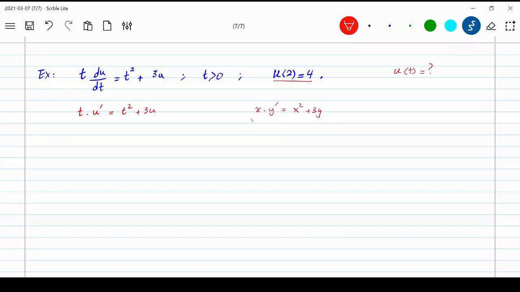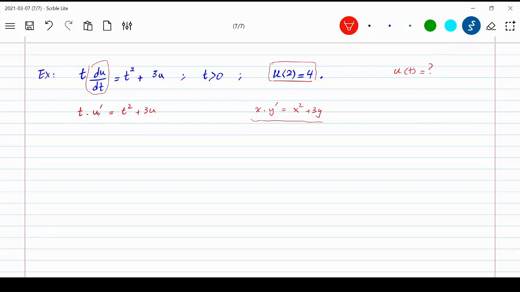It's easier to notice x and y if, for some students, it's not clear what the variables are and what the function is. So you can change it to x and y. Just make sure that you change all the u's to y and all the t's to x. Again, this is based on the derivative and the given information that u is a function of t. Either way is fine. You can stick with the x, or you can stick with the t.